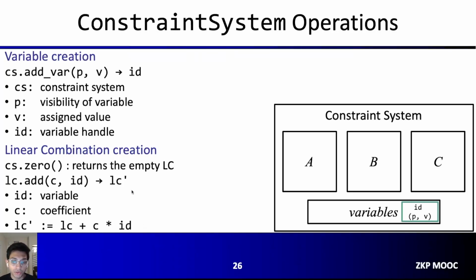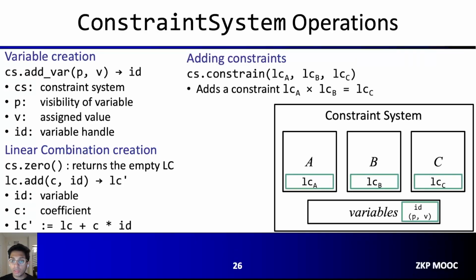So for example, if your original linear combination contained 5 comma v1, and you call lc.add 2 comma v2, then your new LC prime will contain 5 comma v1 and 2 comma v2. So it's basically just appending this pair of coefficient comma variable handle to the linear combination list.